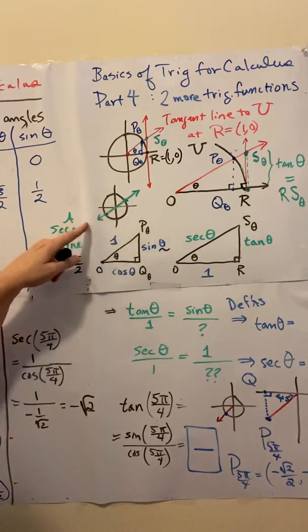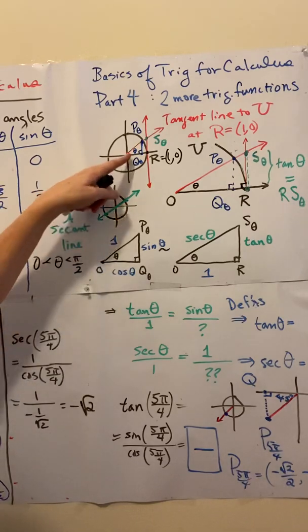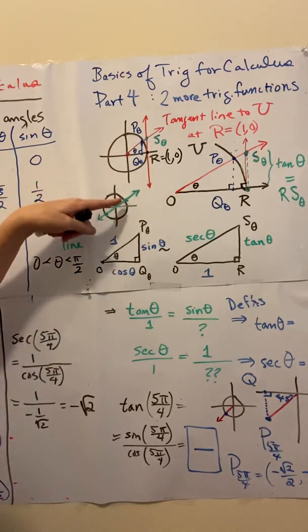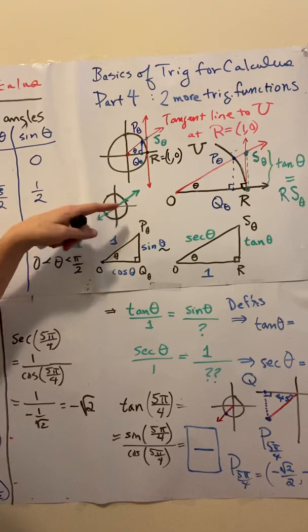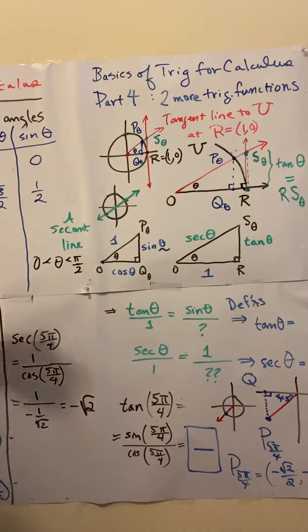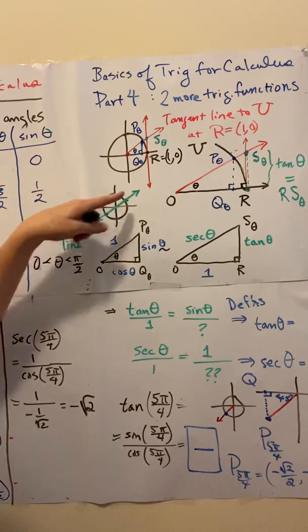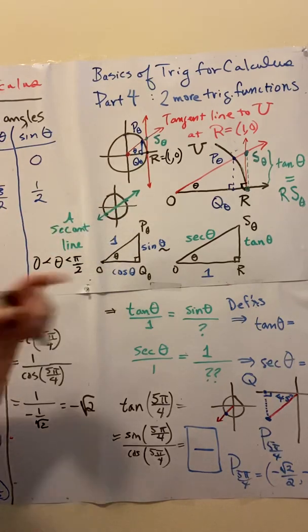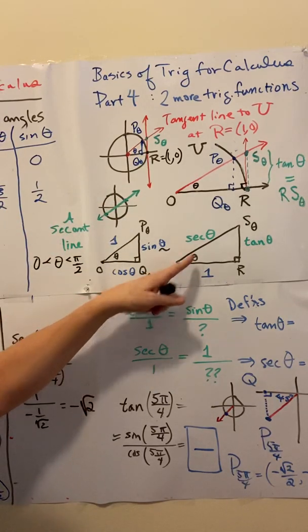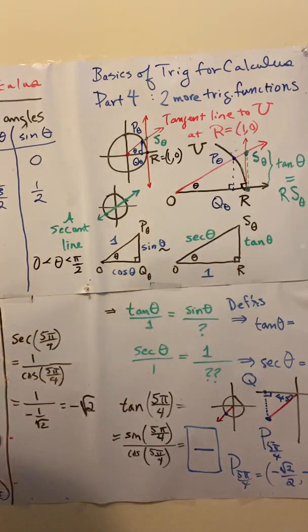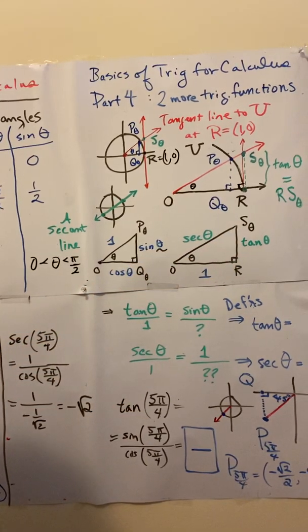So that line, that secant line, is the line OS. It's also the same thing as OP, that is a secant line. So the distance from O to S theta gets called the secant of an angle.